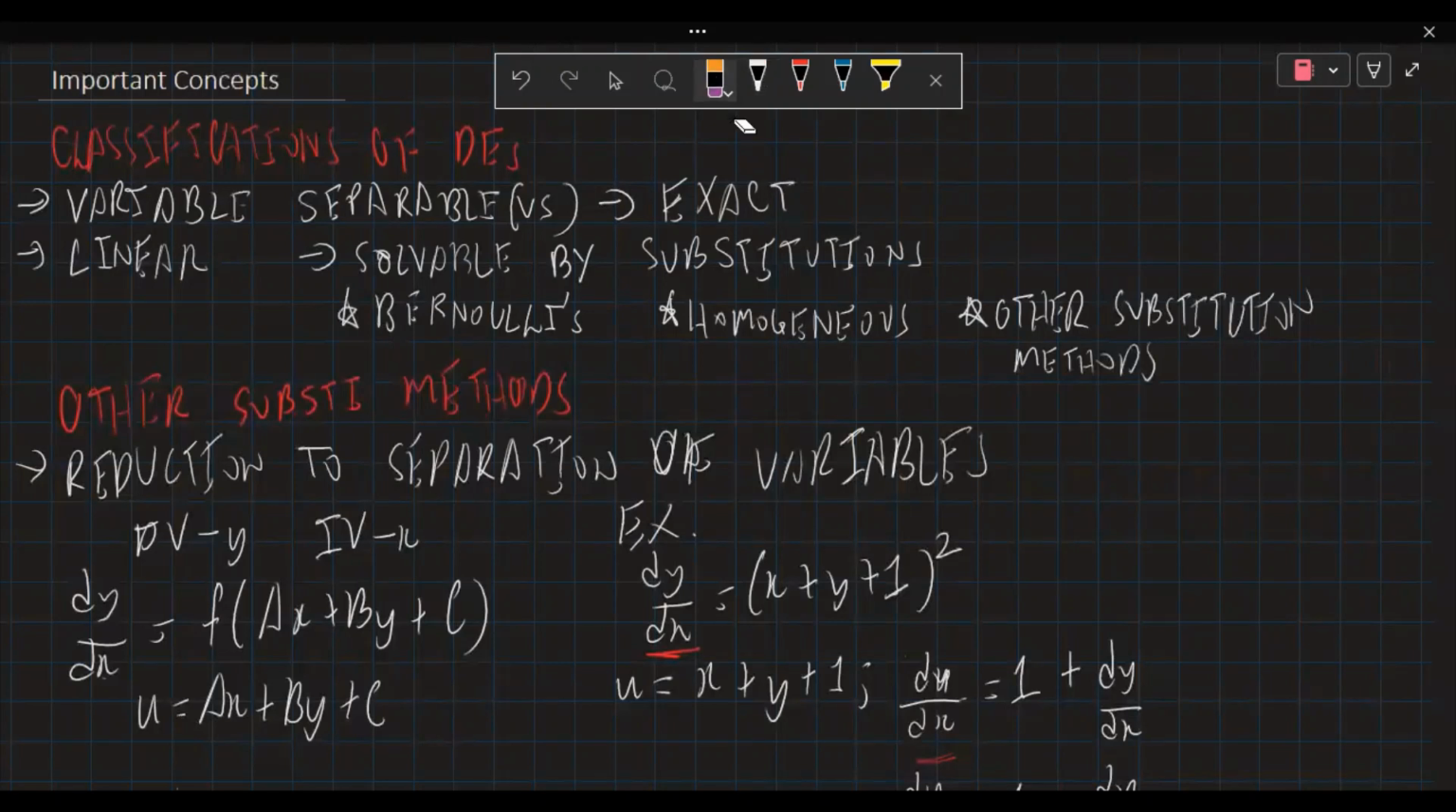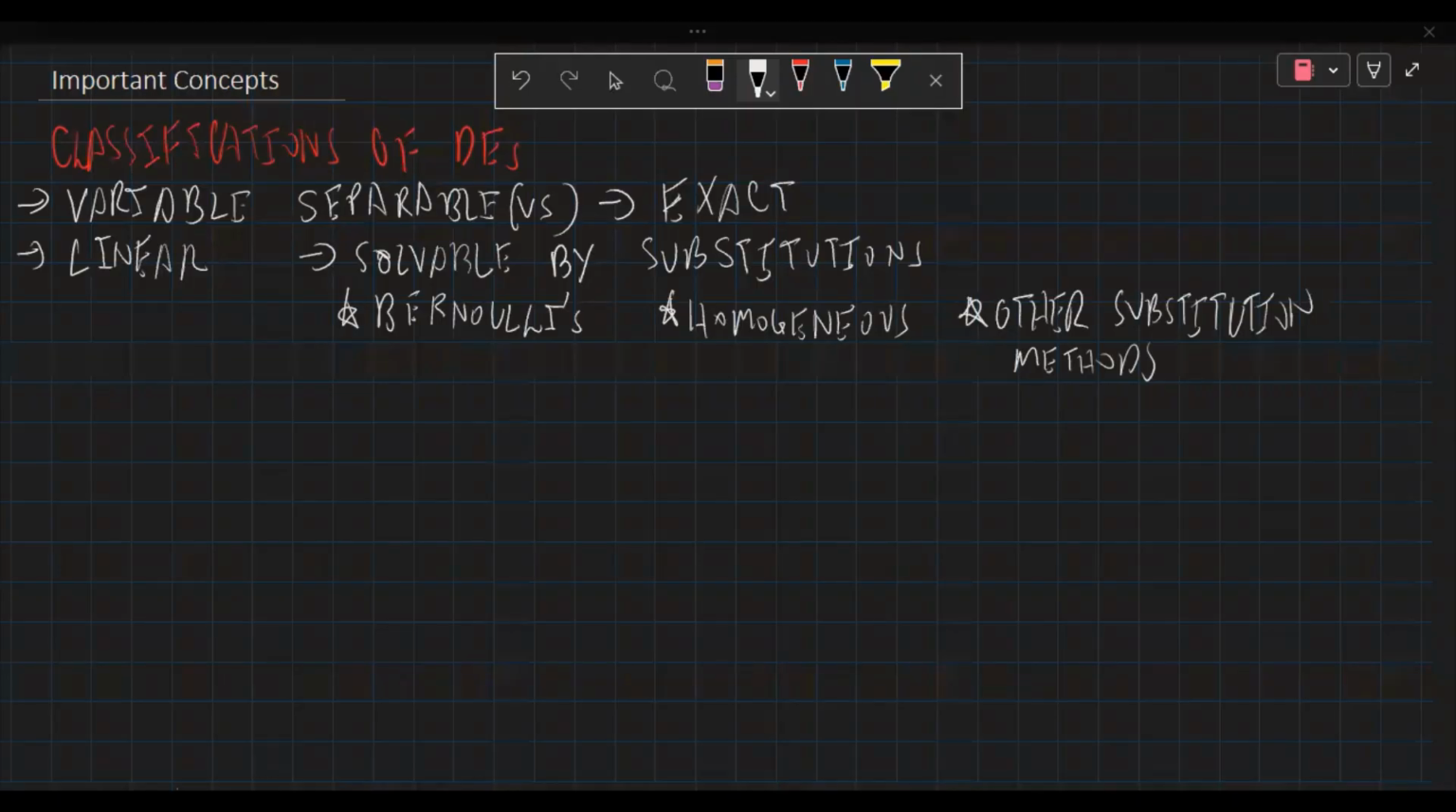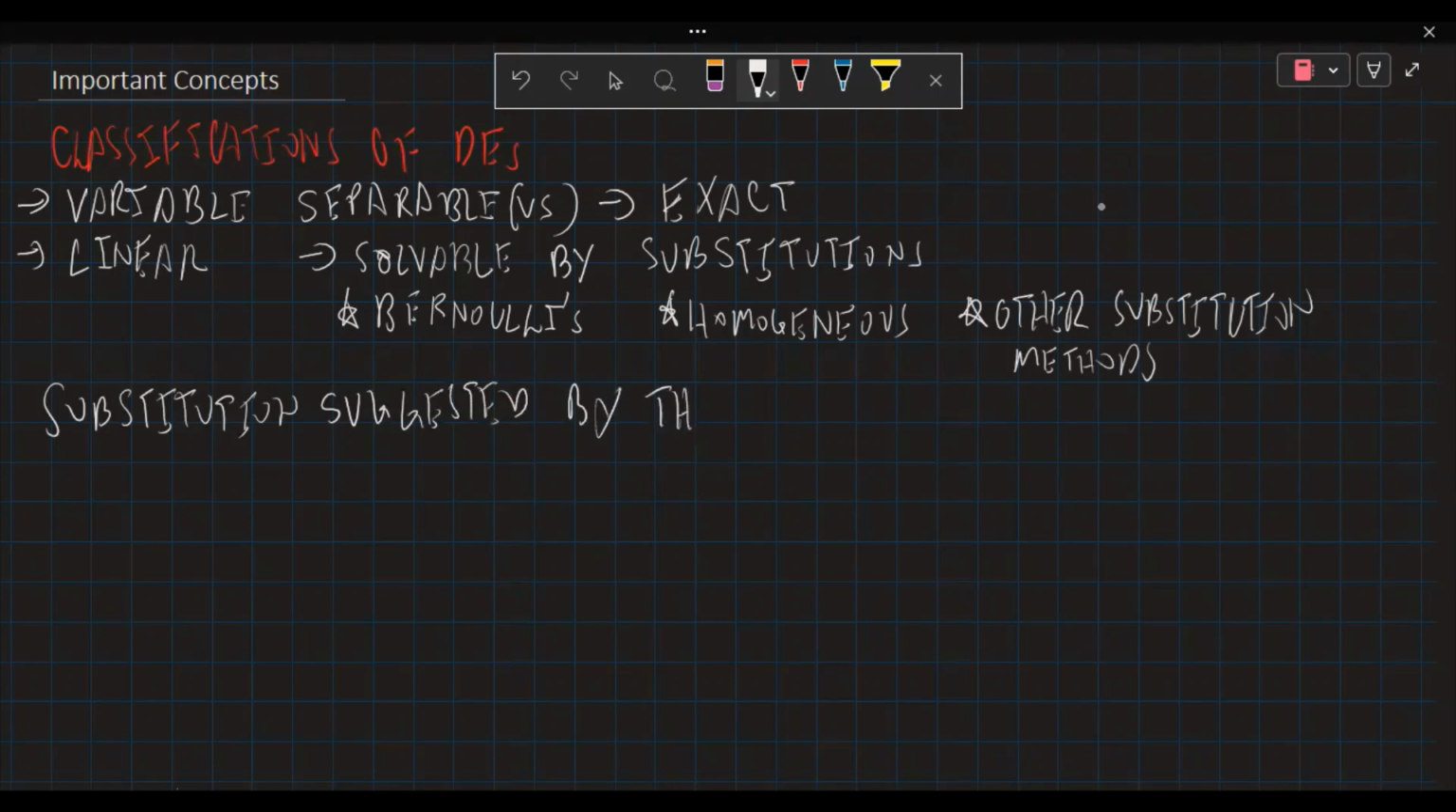So let's go to the next other substitution method. Our final classification is substitution suggested by the equation. That basically means anything goes. You can substitute whichever way you can in order to simplify the equation to either variable separable, exact, or linear, or even homogeneous.